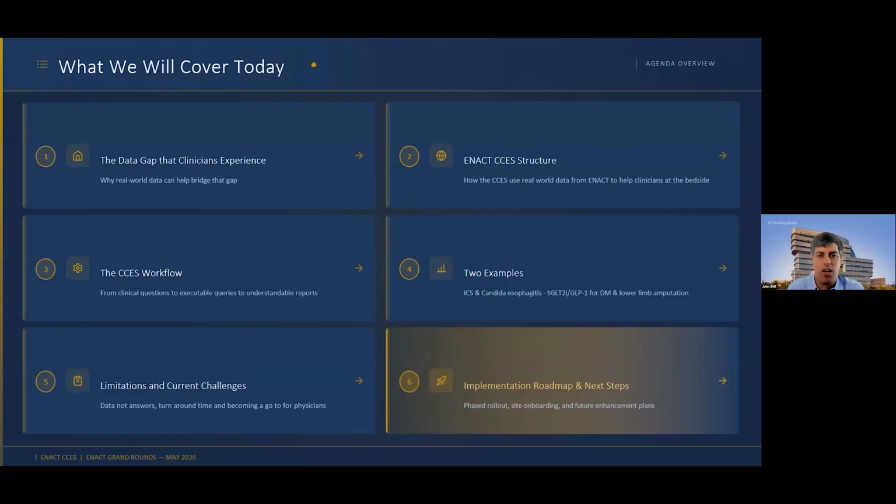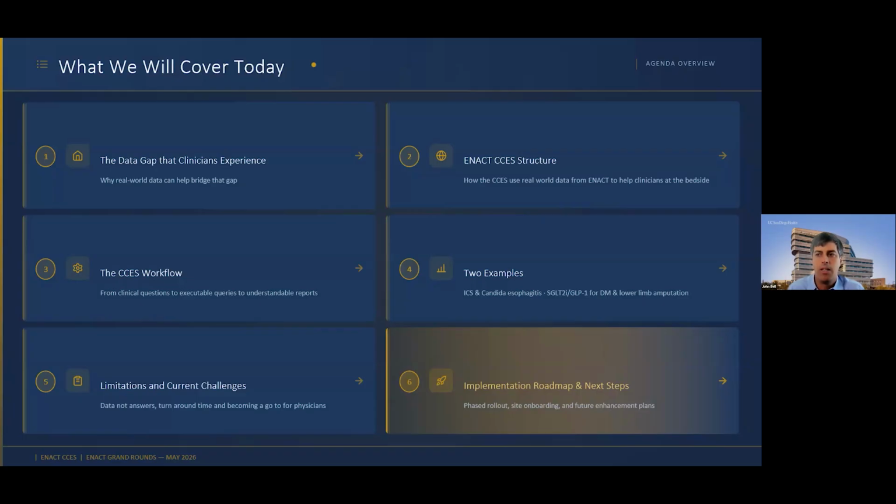And then we'll talk a little bit about the overall structure of the ENACT Clinical Concierge Evidence Service. And then we'll go through the workflow that the Clinical Concierge Evidence Service uses currently to take clinical questions, make them executable queries, and then get back understandable reports to clinicians. We'll then go through a couple different examples that we've actually done, taking us through the process and showing you the output of that.